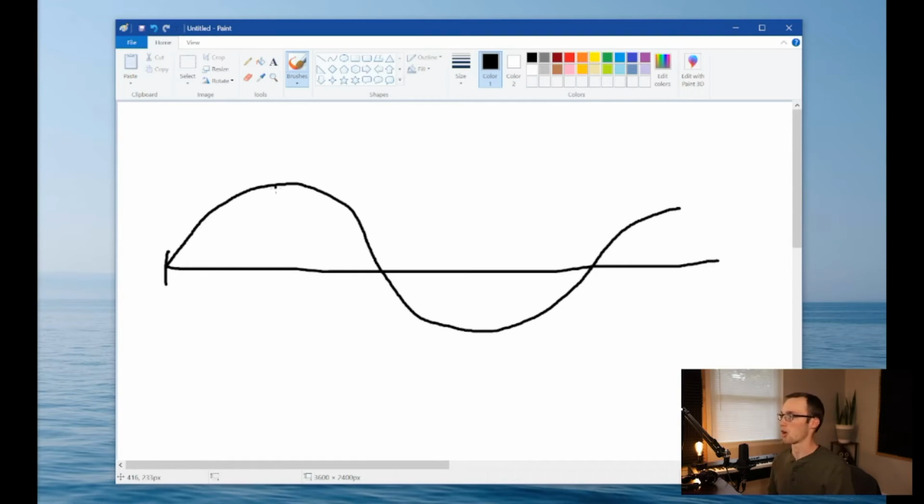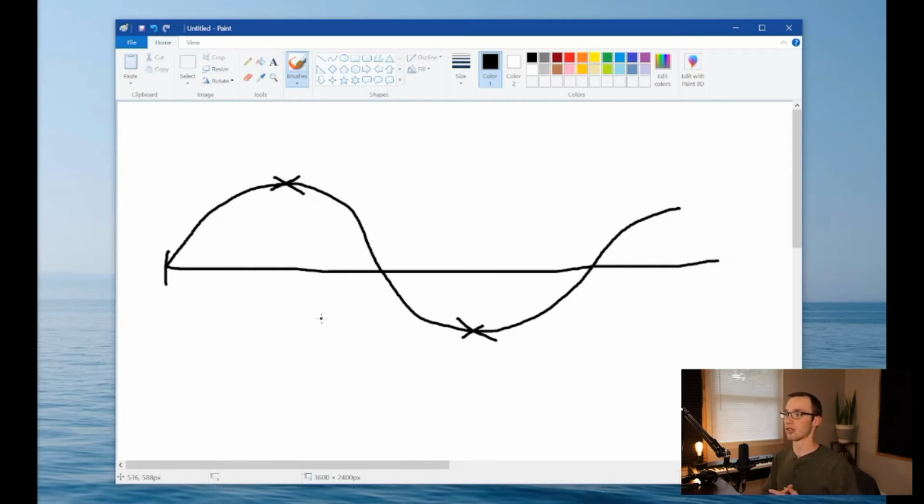There are two parts to this wave. This part up here is called the compression. Then you've got this part down here, which is called the rarefaction. A compression plus a rarefaction equals one complete cycle of the wave. The number of cycles in any given amount of time equals the frequency of the wave.